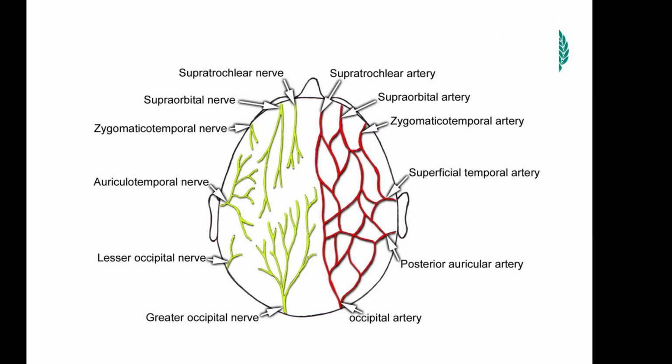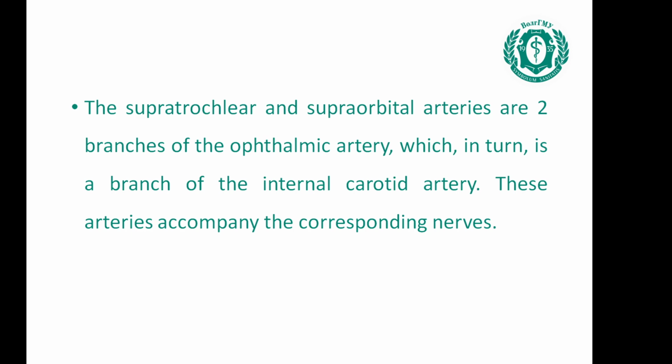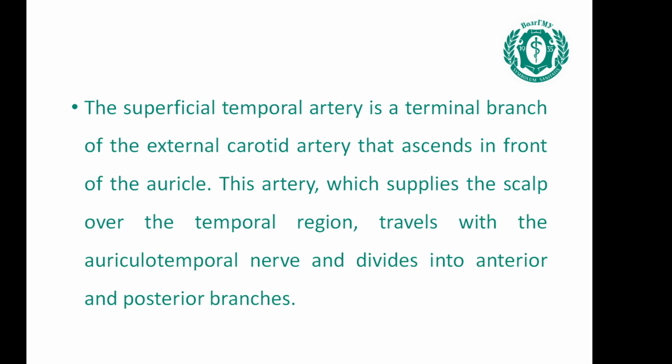Here you may see the picture once again that contains both the nerves of the calvaria and the arteries of the calvaria. The supratrochlear and supraorbital arteries are two branches of the ophthalmic artery, which in turn is a branch of the internal carotid artery. These arteries accompany the corresponding nerves.